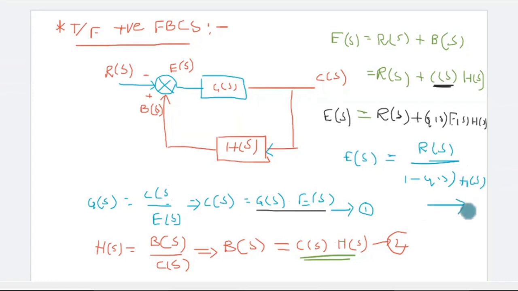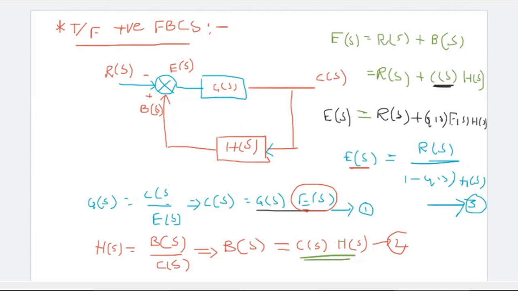What's the next step? After finding E of S, G of S equals C of S by E of S. Now we have to substitute equation number 3 in equation number 1. Directly substitute equation number 3, that is E of S, in equation number 1 in place of E of S.